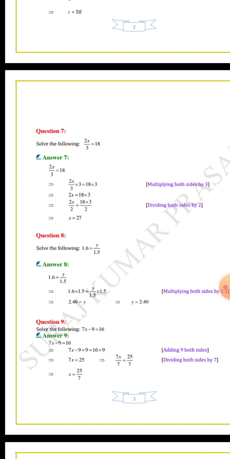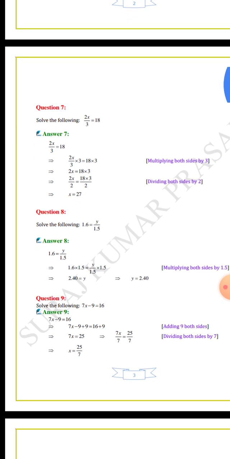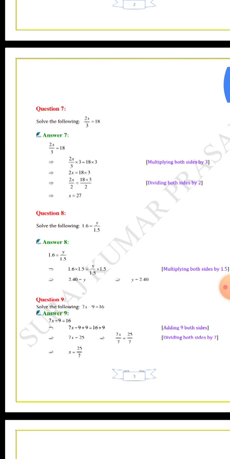Question number 7. Solve the following: 2x by 3 is equal to 18. By multiplying 3 on both the sides, we get 2x by 3 into 3 is equal to 18 into 3. 3 and 3 get cancelled and we get 2x is equal to 18 into 3. Then by dividing by 2 on both the sides, we get 2x by 2 is equal to 18 into 3 by 2. Then the value of x is 27.